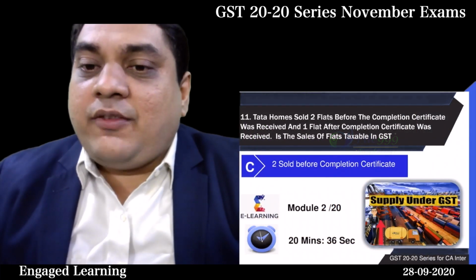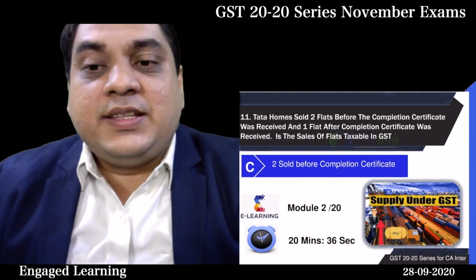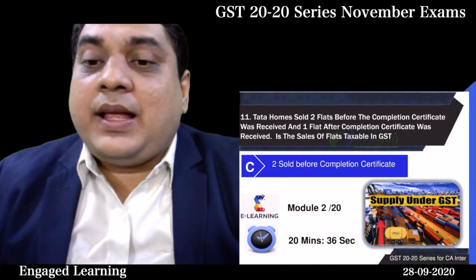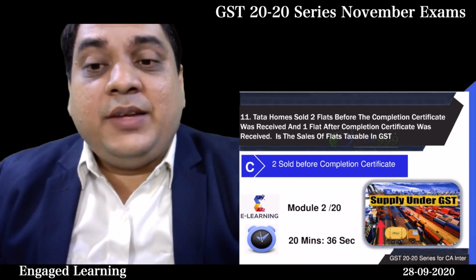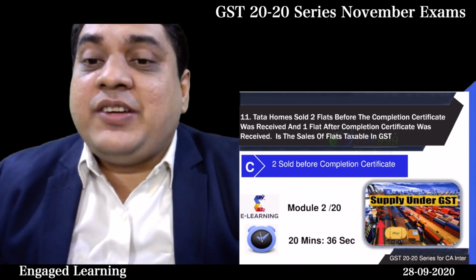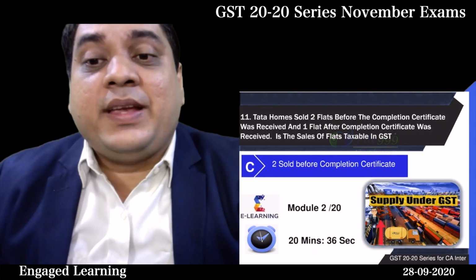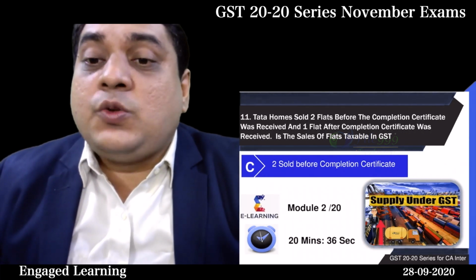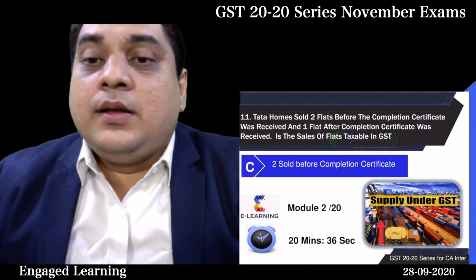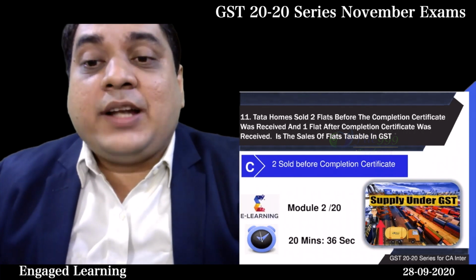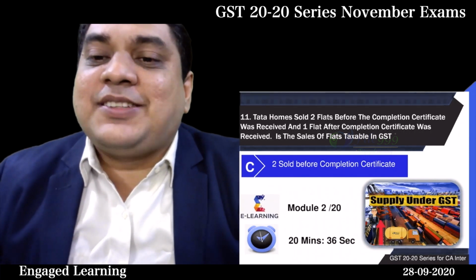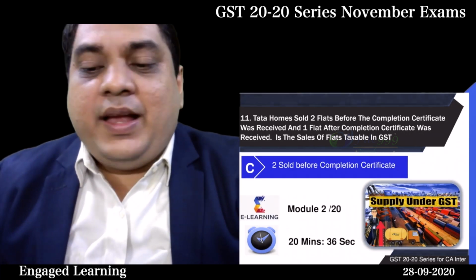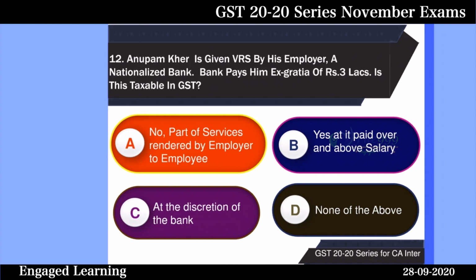ये बहुत ट्रिकी सवाल है। अगर आप शेड्यूल 2 ऑफ द CGST एक्ट जो कि बताता है कि कौन से ट्रांजैक्शंस हैं जो कि सप्लाई मानी जाएगी, उसमें क्लियरली मेंशन है कि कंस्ट्रक्शन एक्टिविटी इज सप्लाई ऑफ सर्विसेज, बट उसमें एक एक्सेप्शन है, anything sold after the completion certificate. So applying that, only those 2 flats which are sold before the completion certificate is issued will be taxable under GST. Moving ahead, the next question on your computer screen.